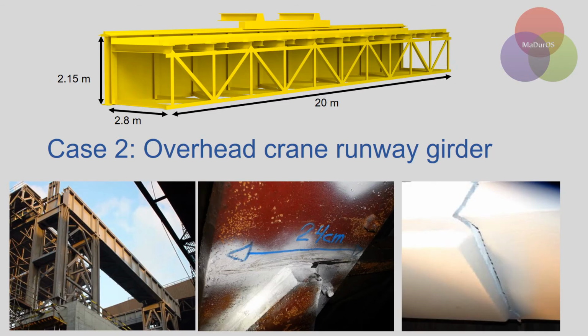In the second case study, we look at a crane runway girder. Crane runway girders used in industrial environments are subjected to variable loading conditions. Due to the cyclic nature of the loads, fatigue cracks are a known problem in such structures. The same problem has been observed in the studied crane girder, with cracks originating from different welded joints. A 3D rendered image of the crane is shown for clarity at the top of this slide. At the bottom, some images of the actual structure in question and the occurring damages are shown.